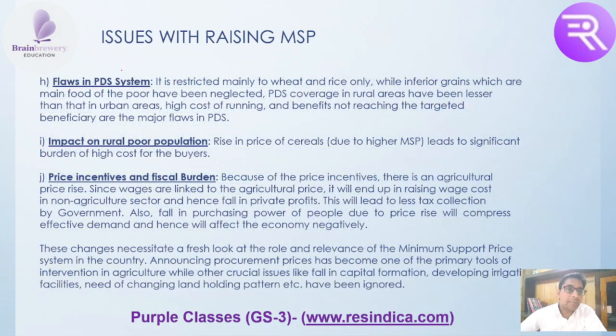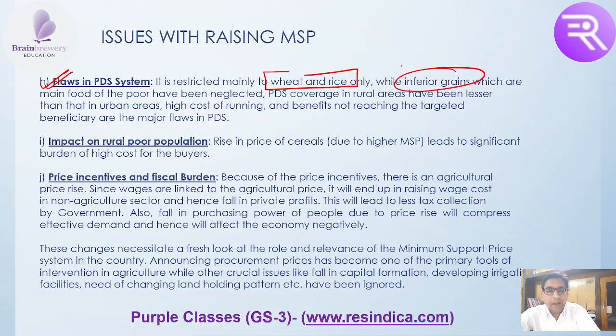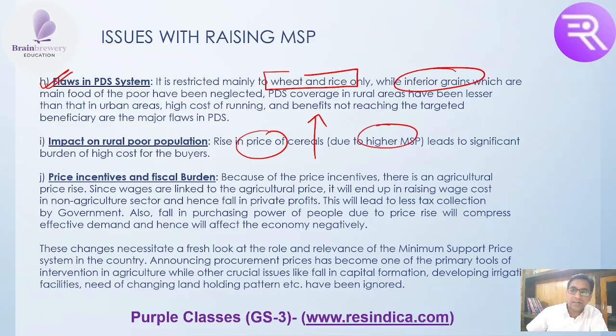Then there are flaws in the PDS system. Even if we are growing good quality wheat and rice, only inferior grain reaches the poor people, and because of that the health of the poor is getting neglected. There is high cost in running it in urban areas, and the benefit is not reaching the target beneficiaries at the proper time. Then for the rural population, there is a sudden rise in cereal prices because of the higher MSP, leading to a significant burden of high cost on the buyer.